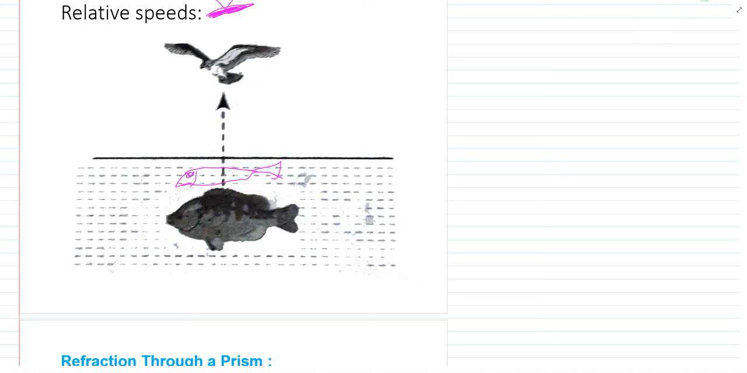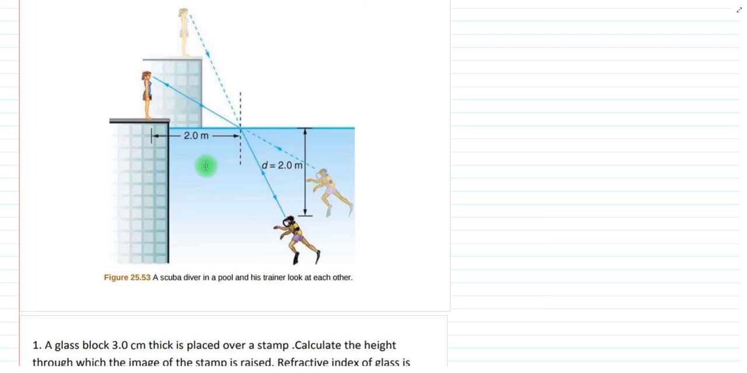Here also in this picture, this girl will see the position of this man at this position. This is an apparent position, and the man will see the position of the girl at this position. Here it is written a scuba diver in a pool, and this is the trainer.